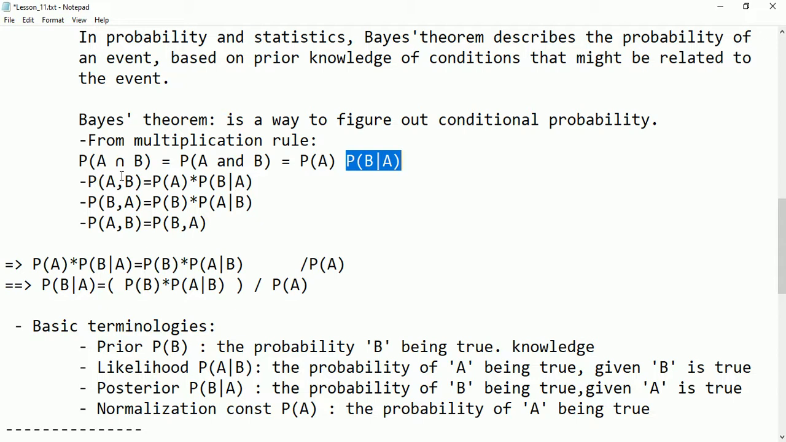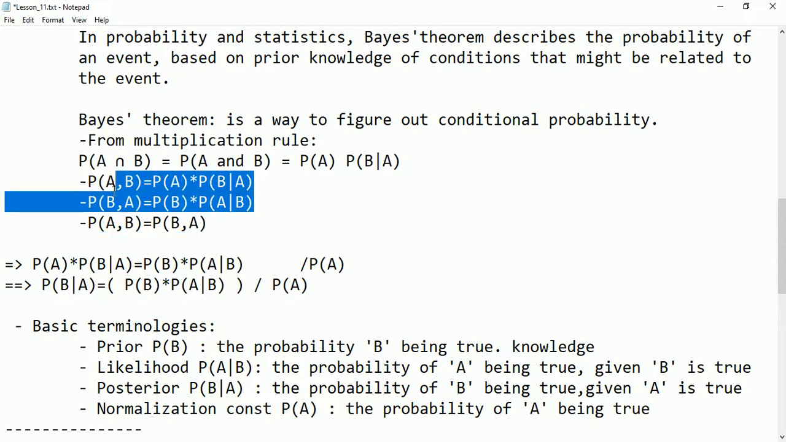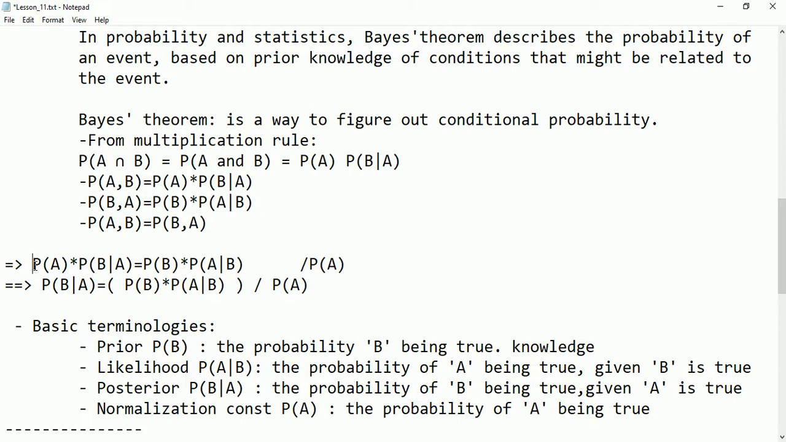So from this we can get that P of A comma B is equal to this one, and P of B comma A, we swap these two events. So again we have probability of B into probability of A given B. Because these two are equal, we can swap them. So after that, instead of these two, we can put their values here.